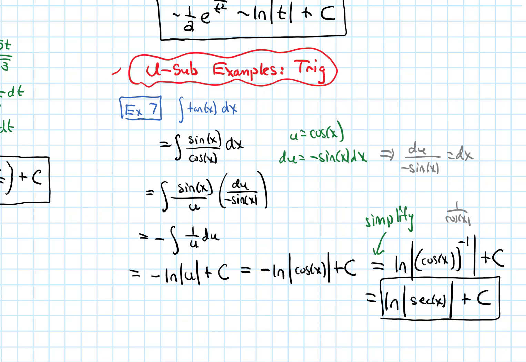What made the first u substitution work better was that du was negative sine x dx, and we saw that in our integral, just off by a constant multiple. I see sine x in the right spot, in the numerator, just like it is in du, and I see the dx here. This is just off by a constant multiple, that negative 1 factor, and that's what made this u substitution work nicely.